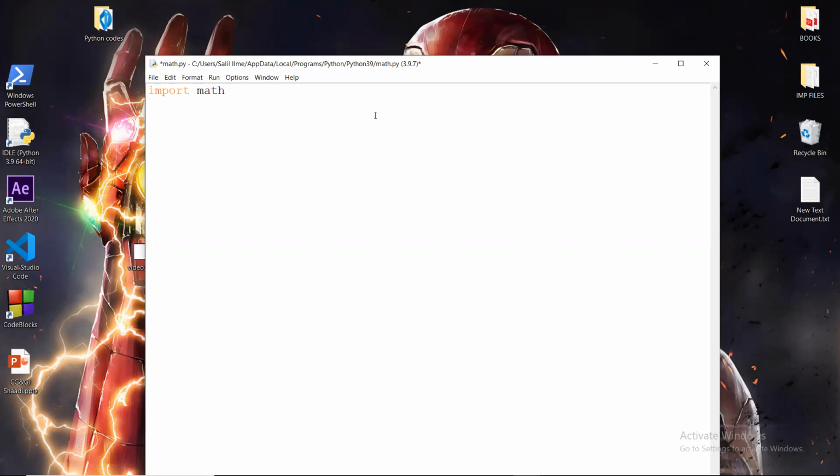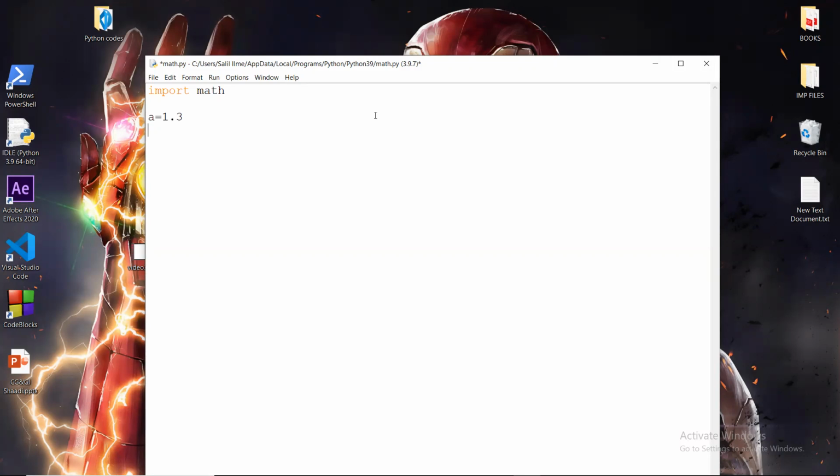Now, there are many things we can do with the math module. For example, the greatest integer function, which means if we have a float, for example 1.3, and now I need the greatest integer function. That means the integer which is greater than 1.3, but is the closest to 1.3. So the greatest integer function here will be 2.